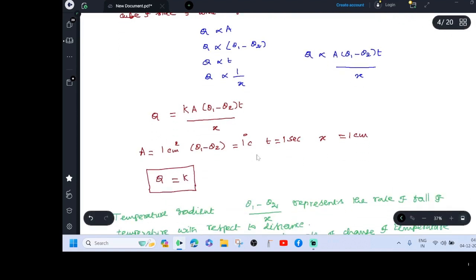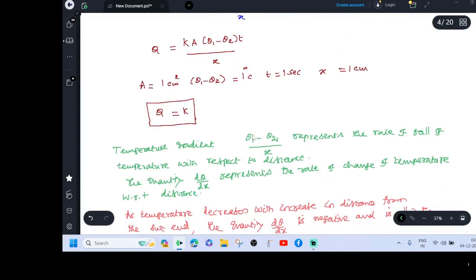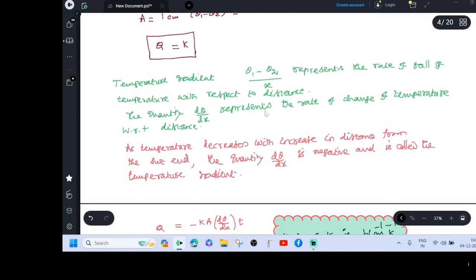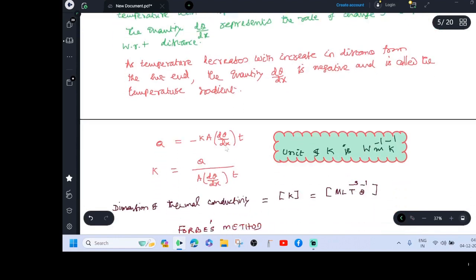If area of cross section is 1 centimeter square, temperature difference is 1 degree Celsius, time is 1 second, x is 1 centimeter, then Q equal to K. Here theta 1 minus theta 2 by x is called temperature gradient. It's a negative quantity. As temperature decreases with the increase in distance from the hot end, the quantity d theta by dx is negative.